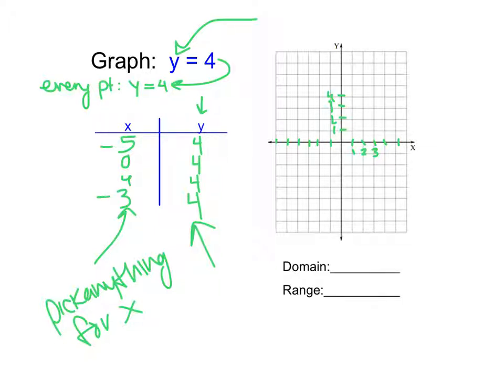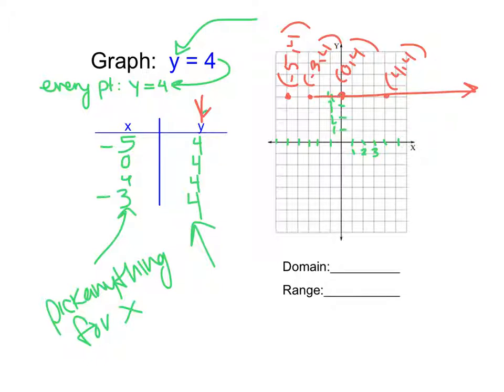X is negative 1, 2, 3, 4, 5, 4. So I can see that point there. I have negative 5, comma 4. Then I have the point 0, comma 4. Then I have the point 4, comma 4. And then I have the point negative 3, comma 4. And hopefully what you're starting to see is when you have all your y values equal to 4 and your x values not having any restrictions, as you plot all of those points, they begin to form a line horizontally. So we have a horizontal line here where all of the points have a y value equal to 4.